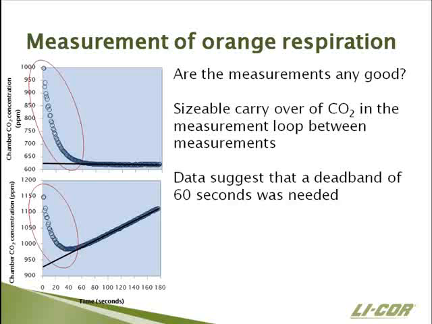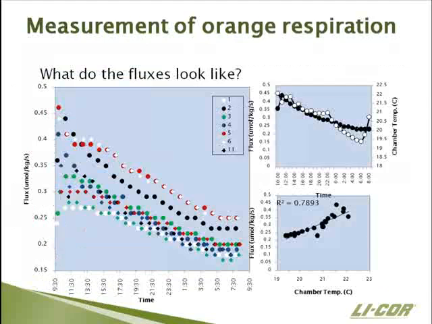And so what we do here is we simply apply a 60-second deadband at the beginning of the measurement. So if we ignore the first 60 seconds of the measurement, when the whole system is coming into equilibrium at the beginning of sampling a particular chamber, we get a relatively good fit. And that's what I'm showing here with the black lines. Those lines are fit to the data from 60 seconds on.